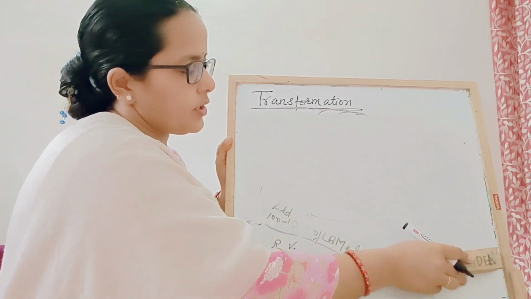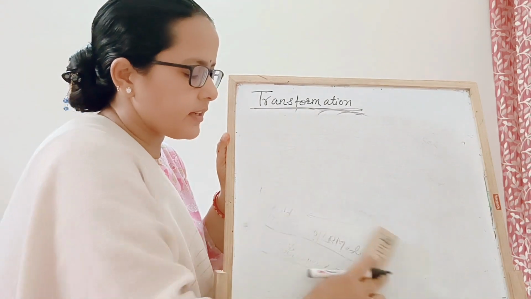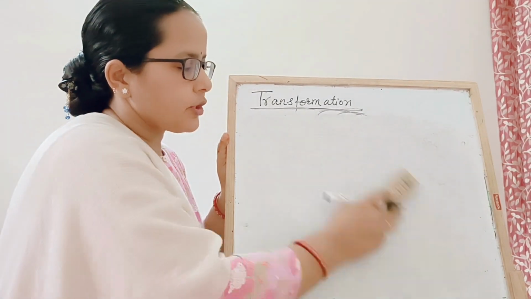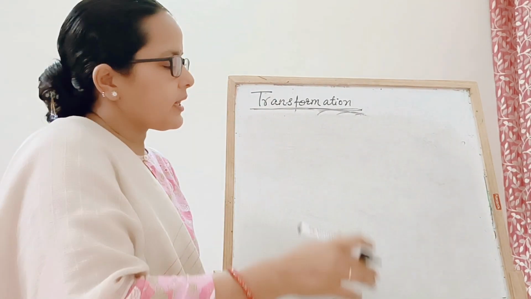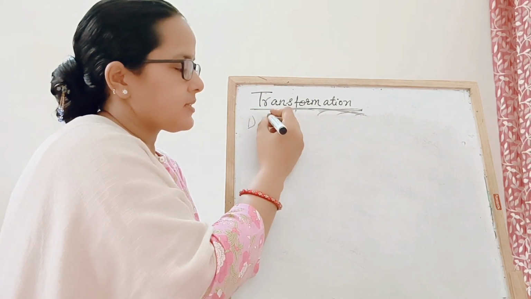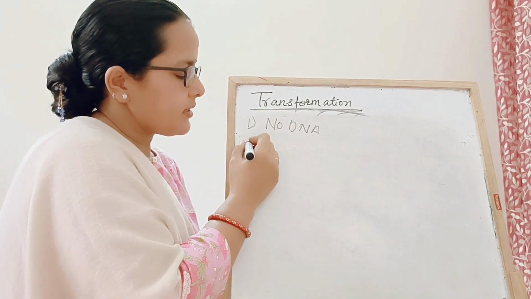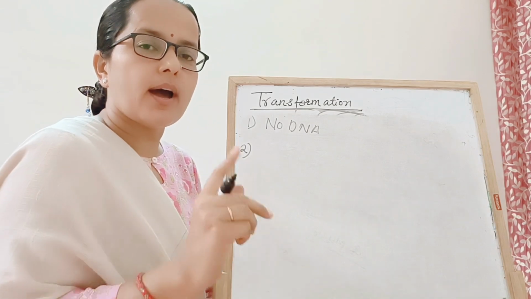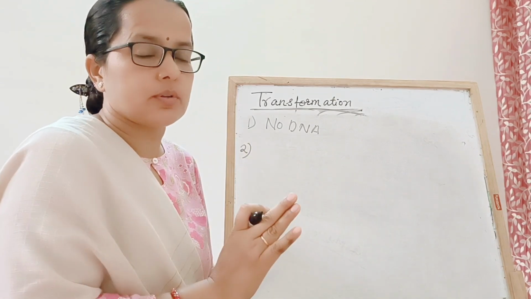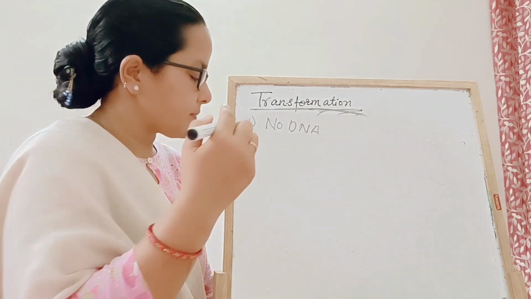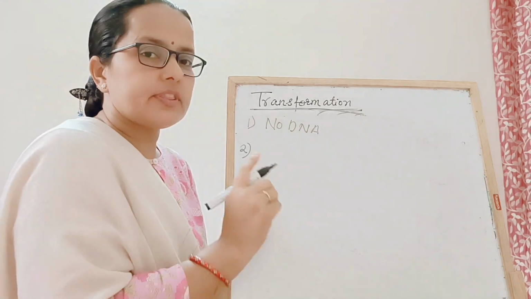So next day, now keep your plates at 37 overnight for the growth of colonies. I have told you 4 plates. One is the no DNA plate. Remember one thing, you have to label the plates also, otherwise you will get confusion. So no DNA, along with the date.